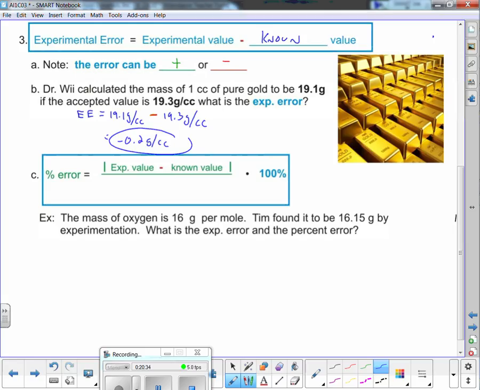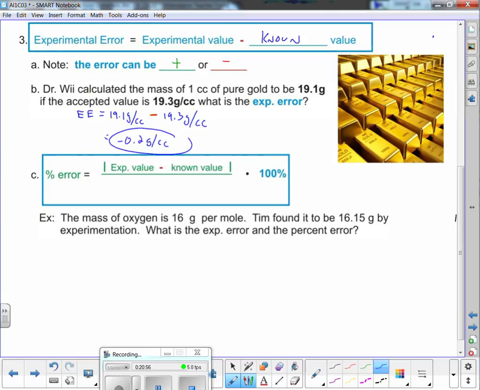That's all experimental error is. There's a known value for something. When you did it by experimentation, you didn't get the known value. How far off are you? That's all it is. Don't get all scared and weirded out by it. There's a known value. You calculated something a little bit different. How far are you off?